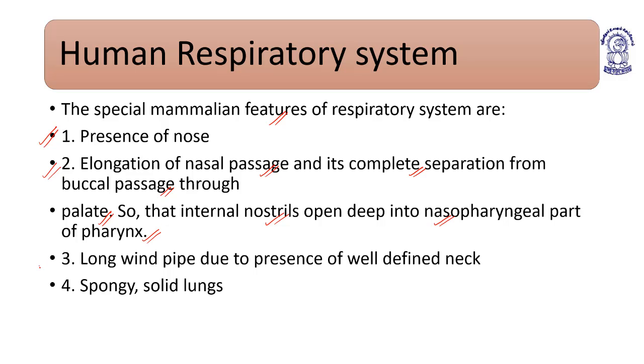Long windpipe, due to the presence of well-defined neck, and spongy and solid lungs. These are the four special mammalian features of respiratory system. First is presence of nose, second elongation of nasal passage and its complete separation from buccal passage by palate so that internal nostrils can open deep into nasopharyngeal part of pharynx. Long windpipe due to the presence of well-defined neck and spongy and solid lungs.